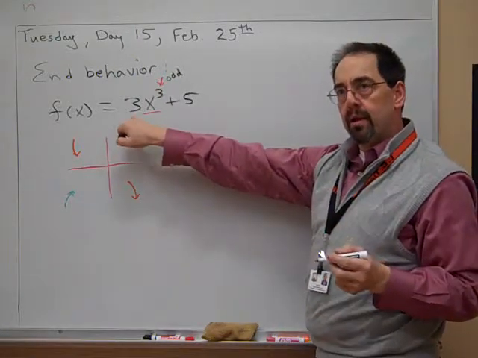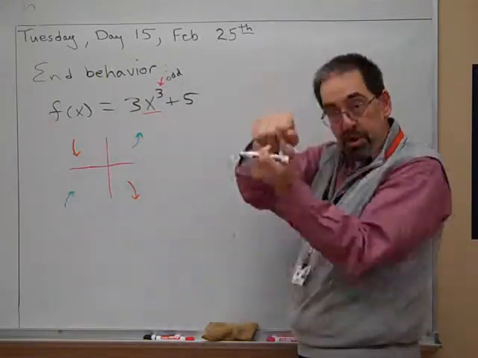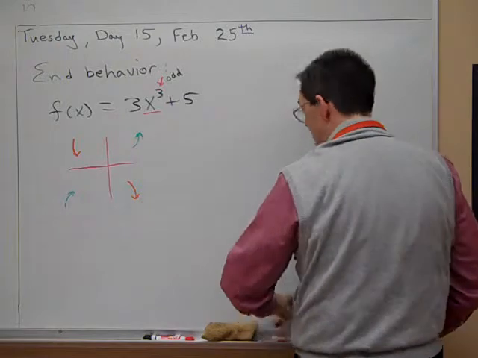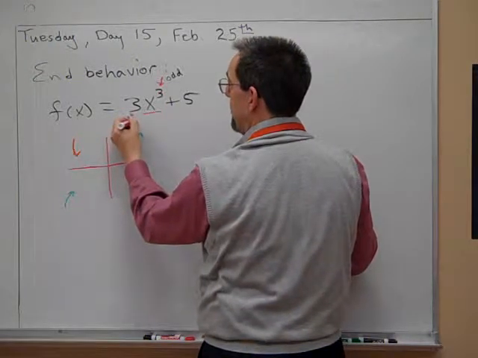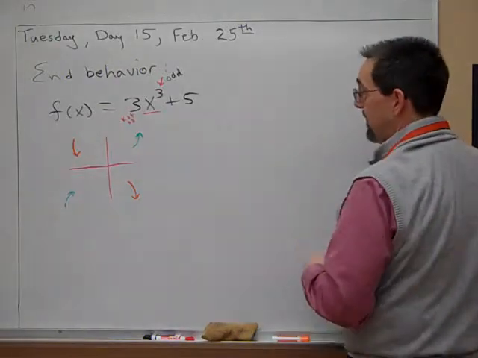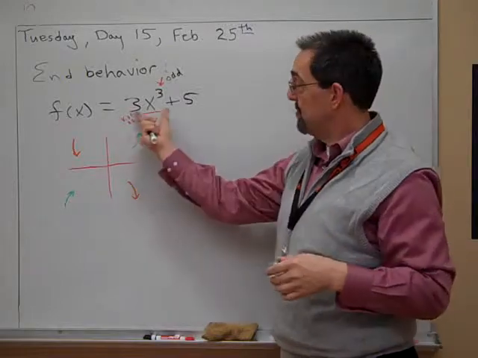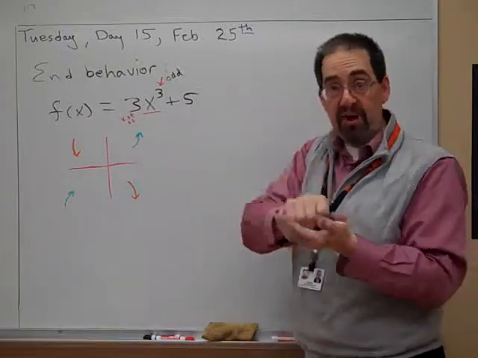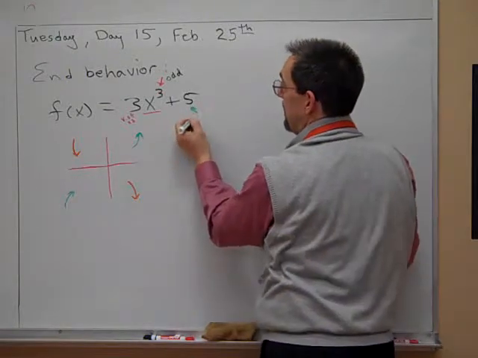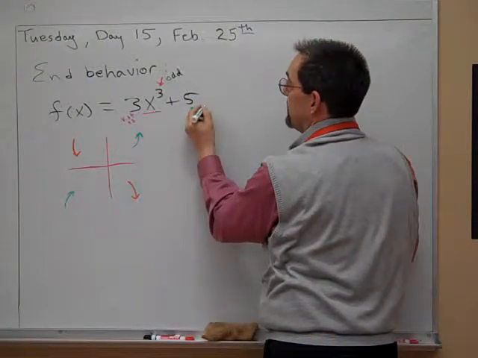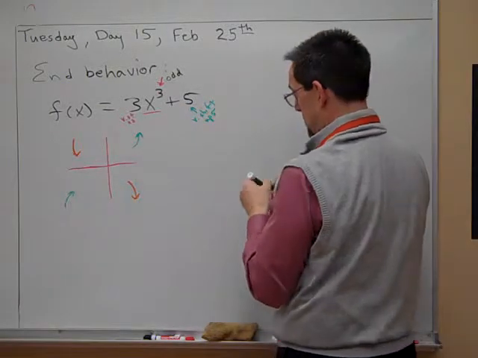This 3, when the 3 is in front of the variable, that's a stretch. So we have a vertical stretch by 3. And then this 5, when it's on the outside, away from the actual variable, that's after the fact, and that's a shift up or down. So we have a vertical shift, and in this case, up 5.